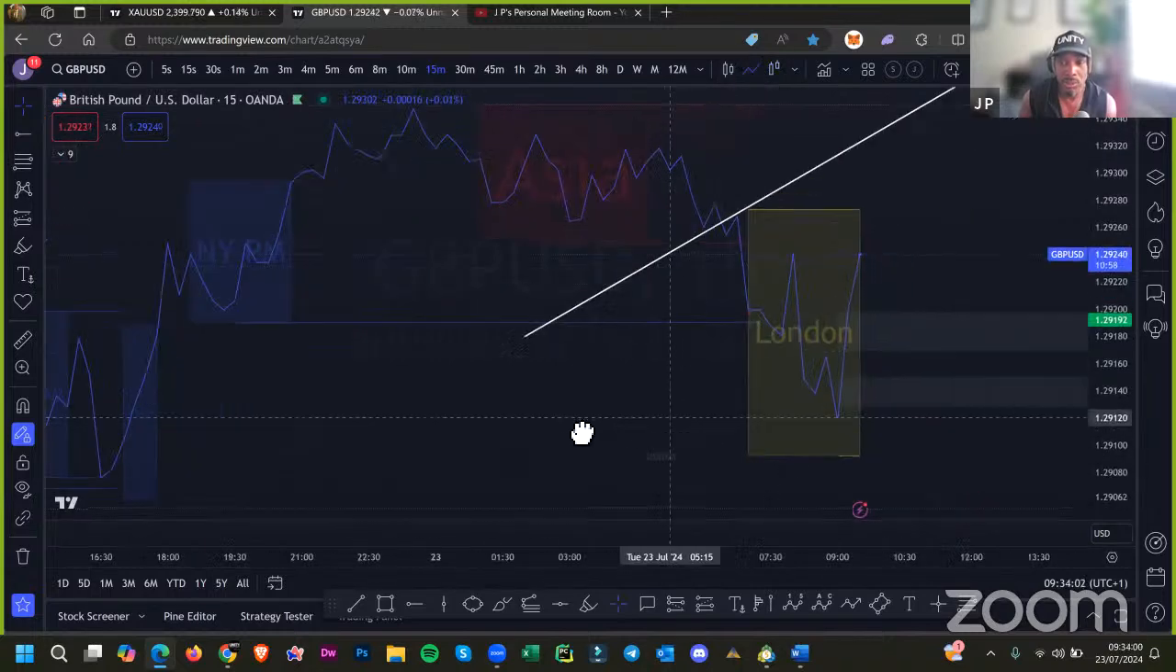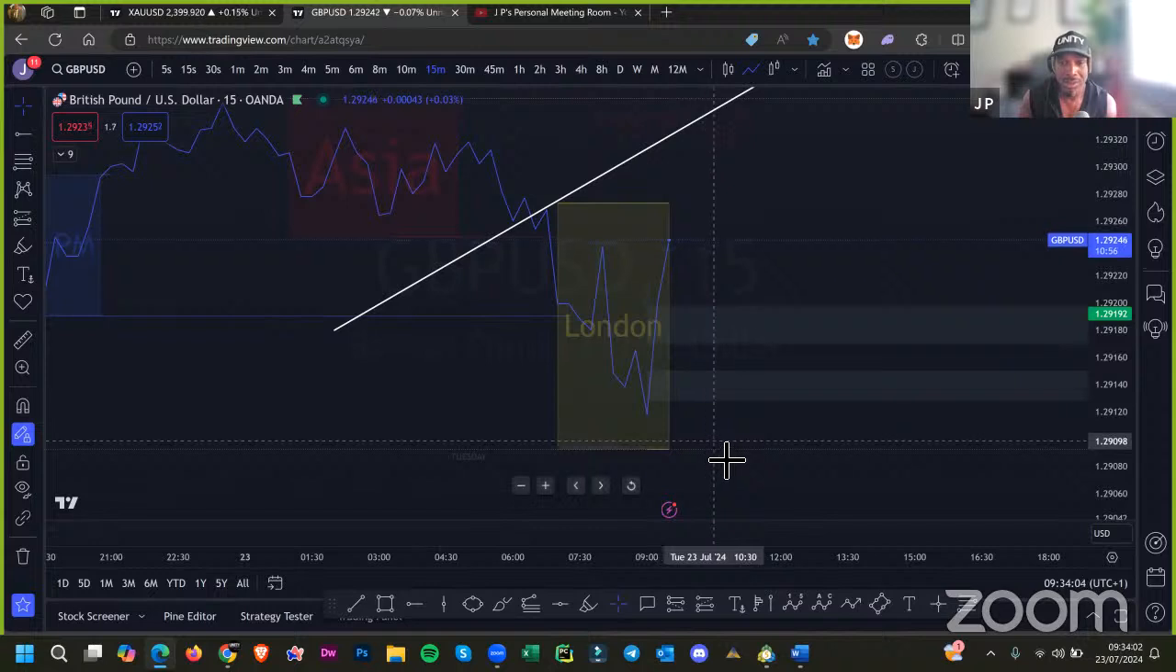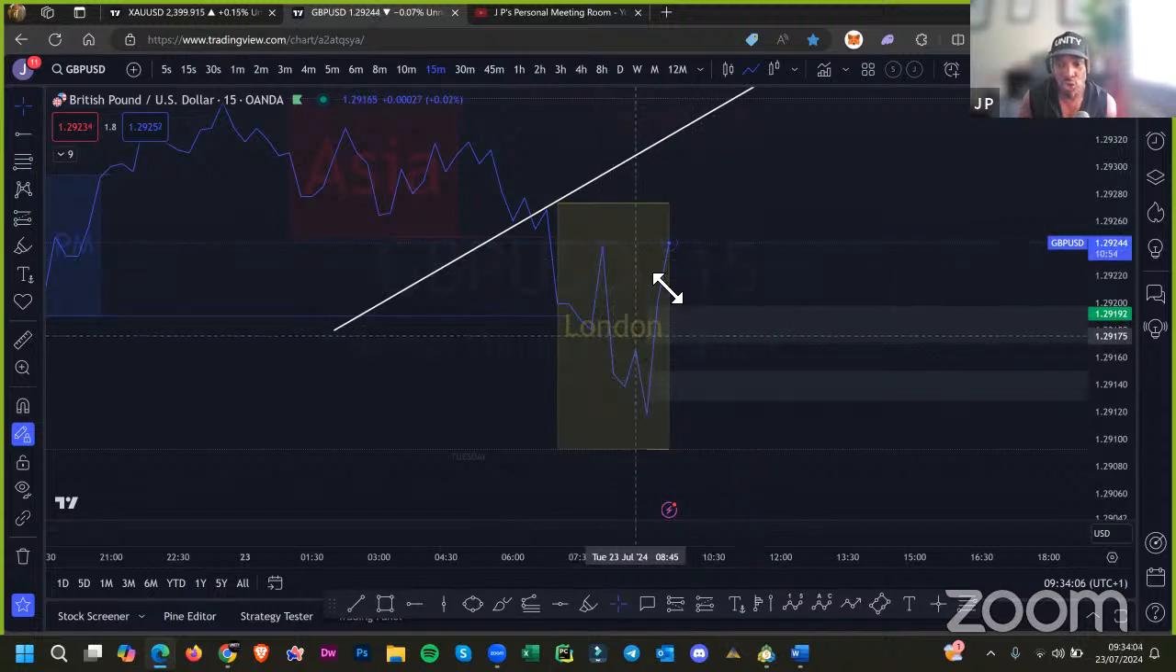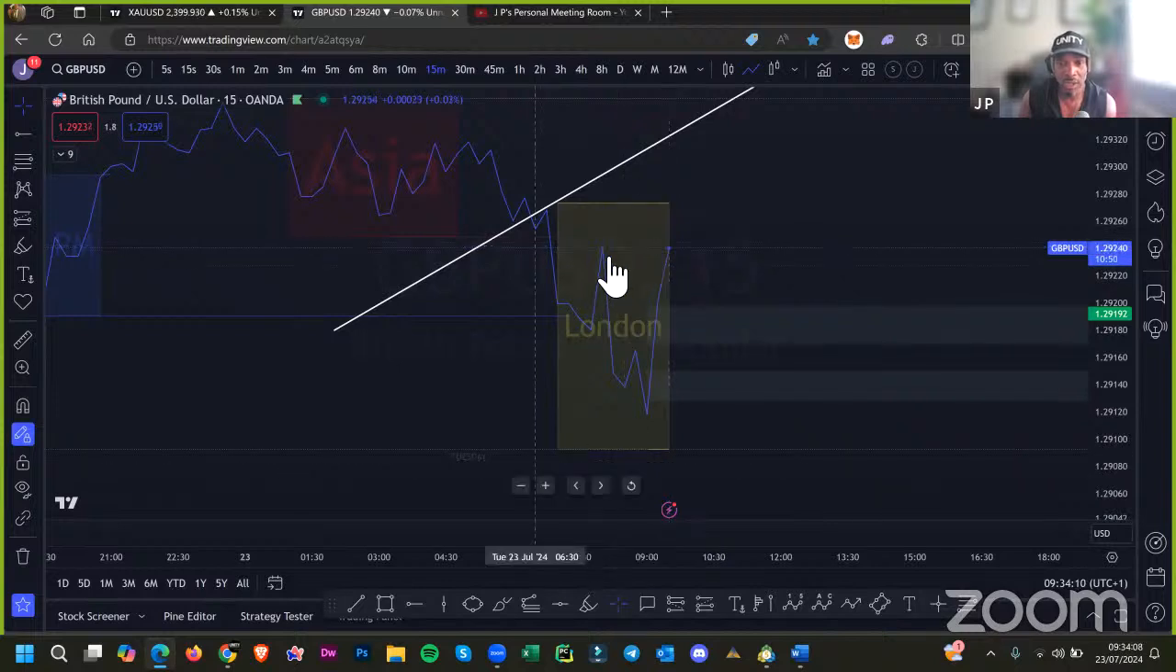Look at it when I put the line chart on. You can see these big candles coming up and breaking structure. This is a swing structure over here. This market is now pushing past.